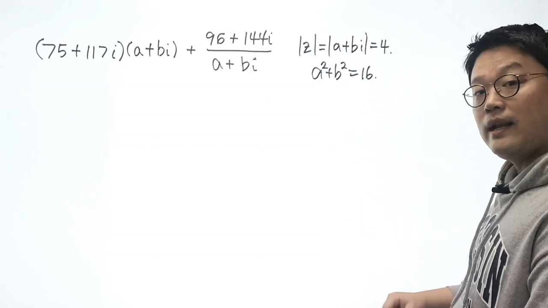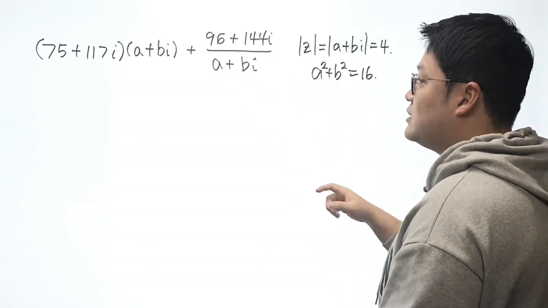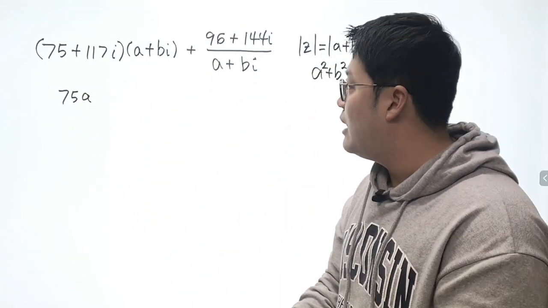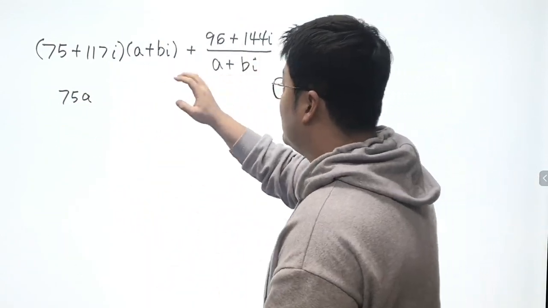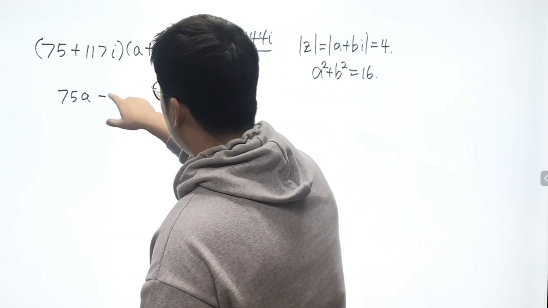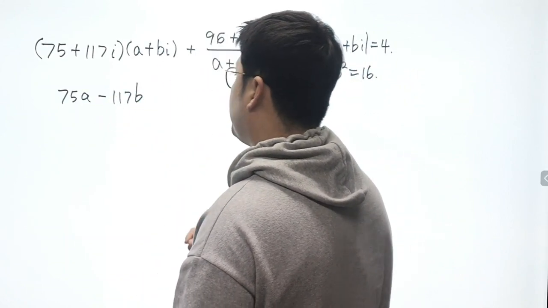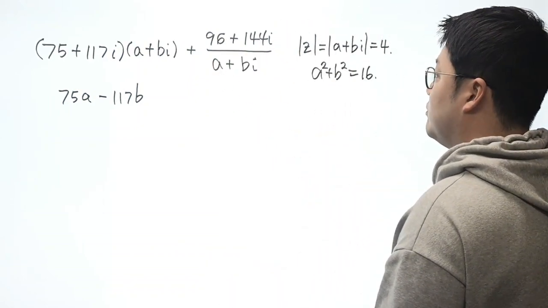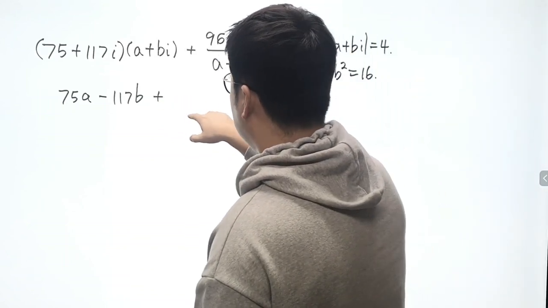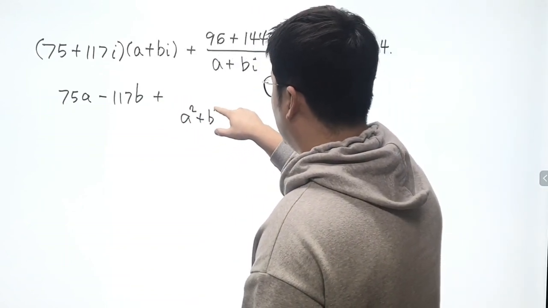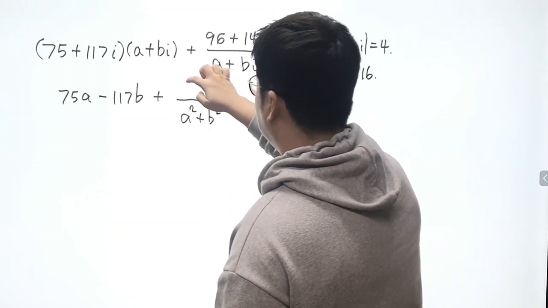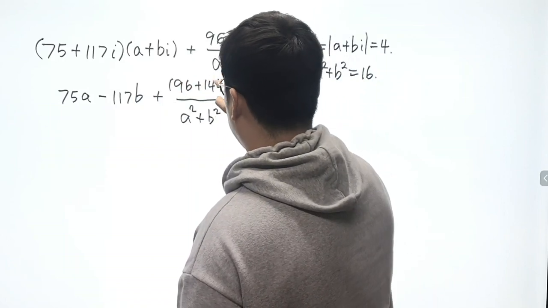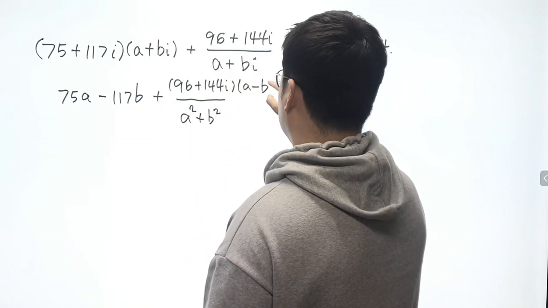Now, I'm not sure how we're going to use that, but let's just first try to look at this expression, and we get 75a, and of course we're only maximizing the real part, so I don't have to care about all the i parts, so I'm going to get rid of them. I have negative 117b for sure, and what about the 96 + 144i? Well, we have a squared and b squared in the bottom part, and we can also write it as 96 + 144i, multiplied by a minus bi for sure.